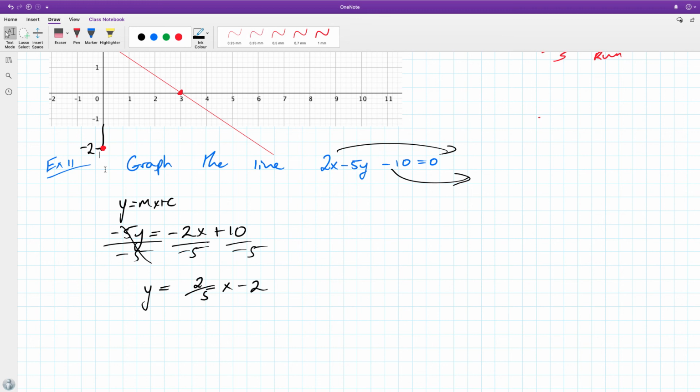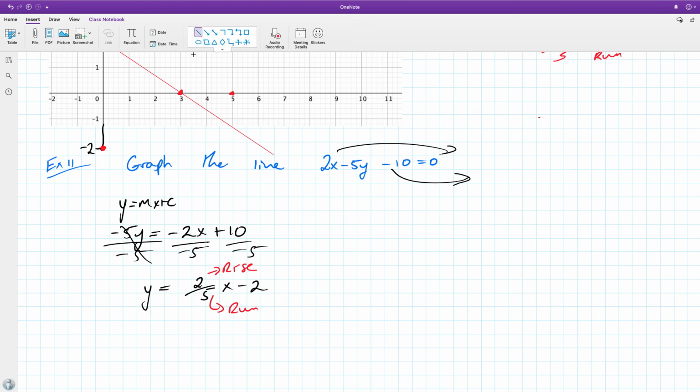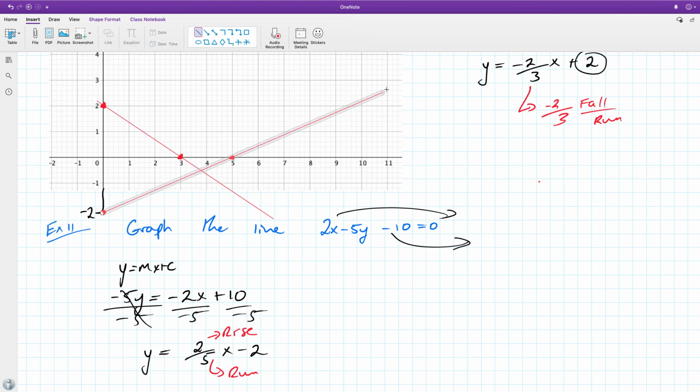Julianne, what does a slope of 2 over 5 mean? I'm going to rise 2 and I'm going to run 5. So I'm going to rise 1, 2 and I'm going to run 1, 2, 3, 4, 5, and there's my line. Like that. Is that okay? As I said, that's one of the toughest things to do in coordinate geometry.